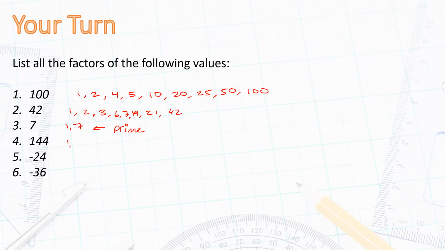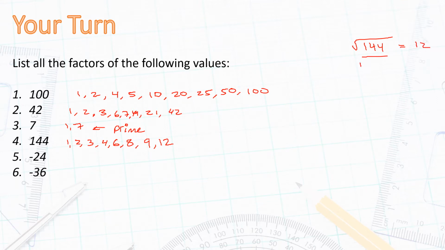For 144, we got 1, 2, 3, 4, 6, and 8 would be a factor as well. I should have my calculator out to check that. Yes, it is. So we get 8, 9, 12. Now 12 is an important one because when you're doing these lists, a trick I have is to take the square root of that number, and this goes for any number, it doesn't have to be a square number. If you do the square root of 144, you get 12.